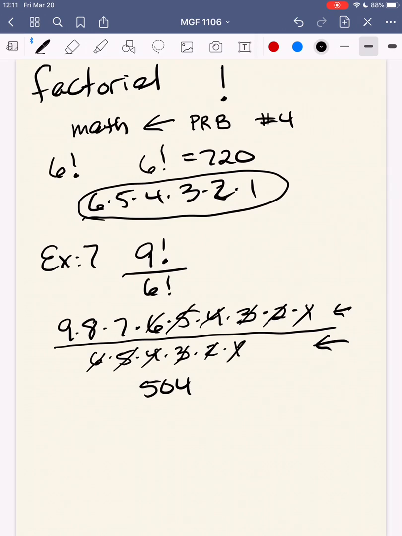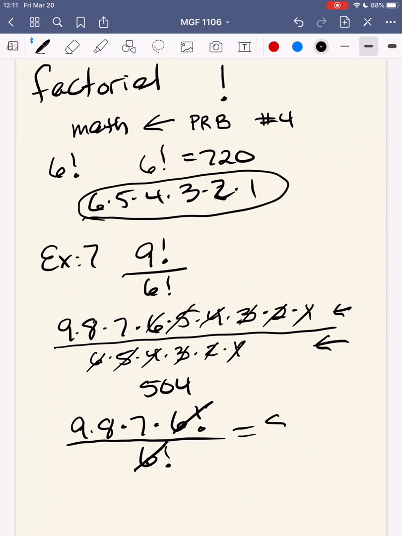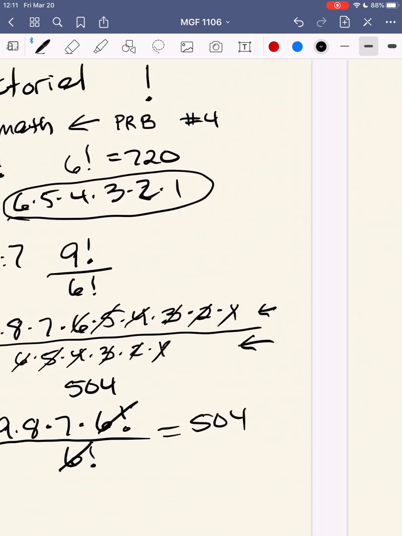Okay, another way to think about this, I can go ahead and rewrite this as 9 times 8 times 7 times 6 factorial, because I know the rest of it is 6 times 5 times 4 times 3 times 2 times 1, and this is divided by 6 factorial. Those are going to cancel in themselves, and I still end up with 504. Okay, so there's several different ways to go ahead and approach this. All right, I'm going to show you one more of these.